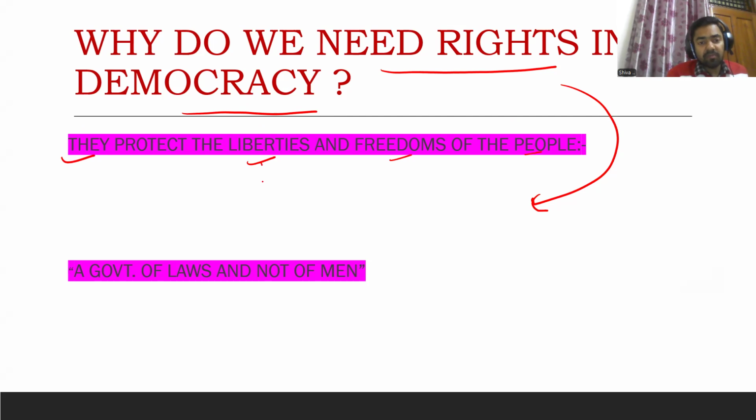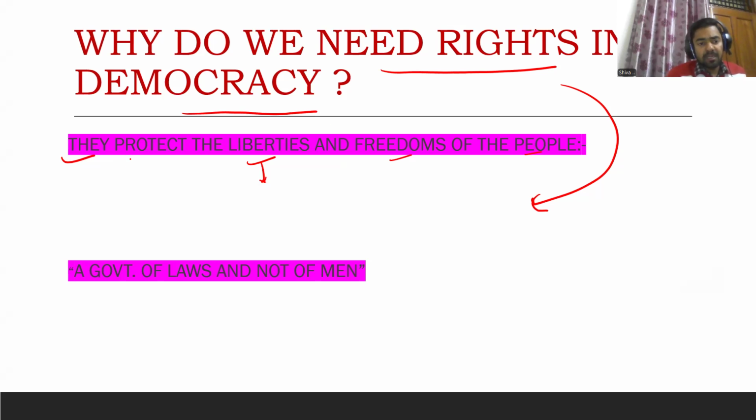It talks about the liberty of thought, liberty of expression, liberty of belief, liberty of faith and worship, which has been mentioned in our preamble of the constitution, which is the identity card of our constitution. The whole philosophy of our constitution has been mentioned in the preamble. So they protect the very liberty, the freedom of the people.